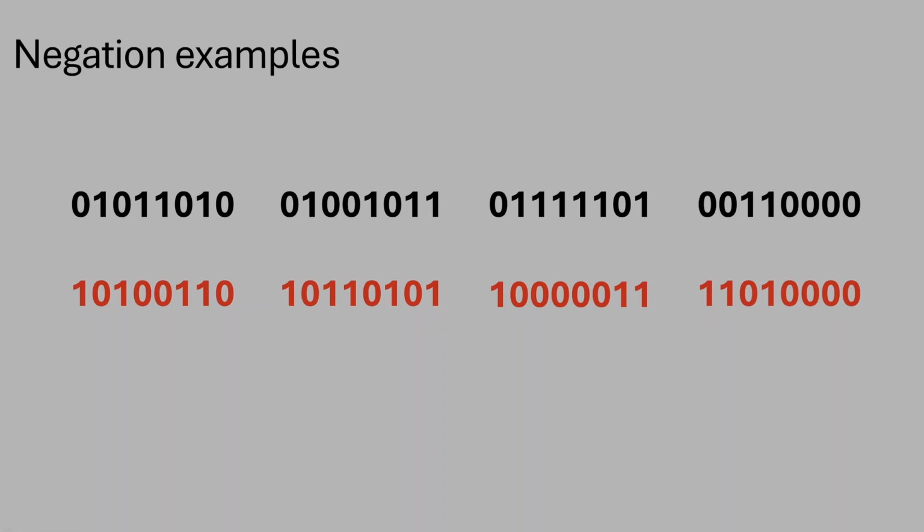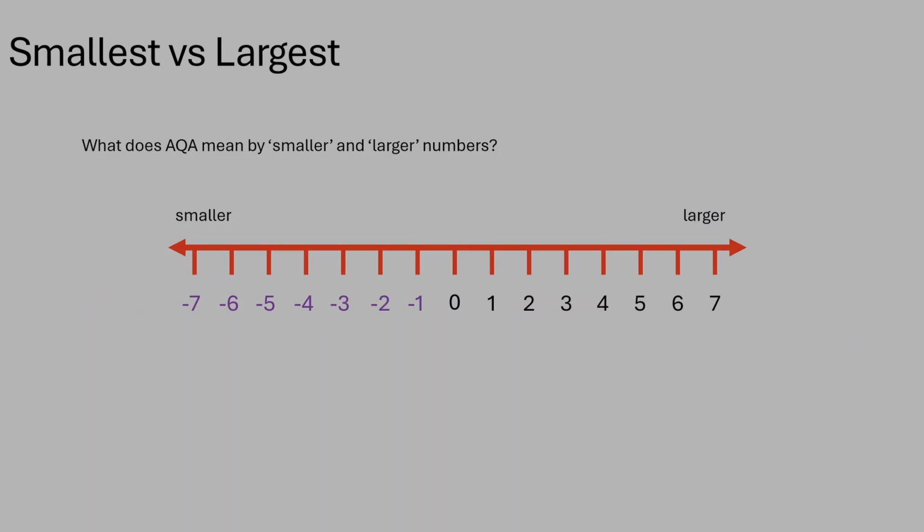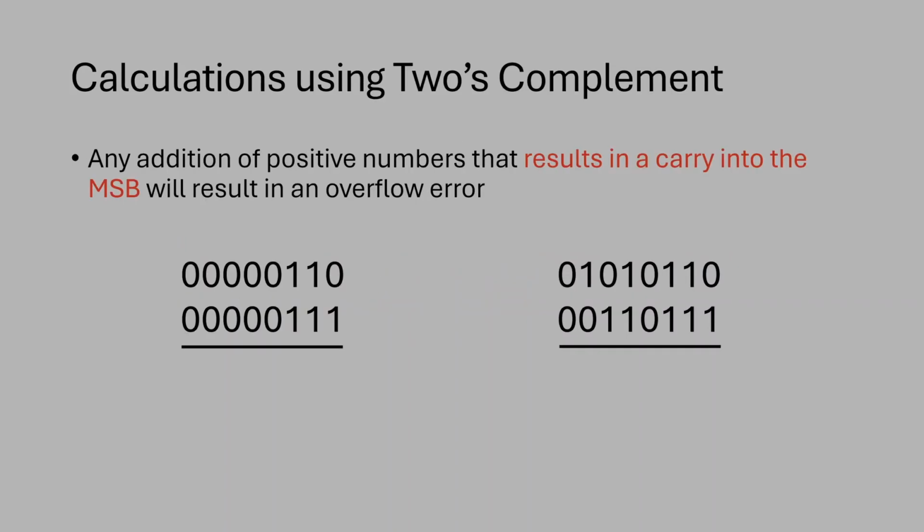Okay, AQA throughout the spec refers to numbers as being smaller or larger. So smaller just means we're heading into the negative numbers, larger up into the positive numbers. Okay, calculations using 2's complement.